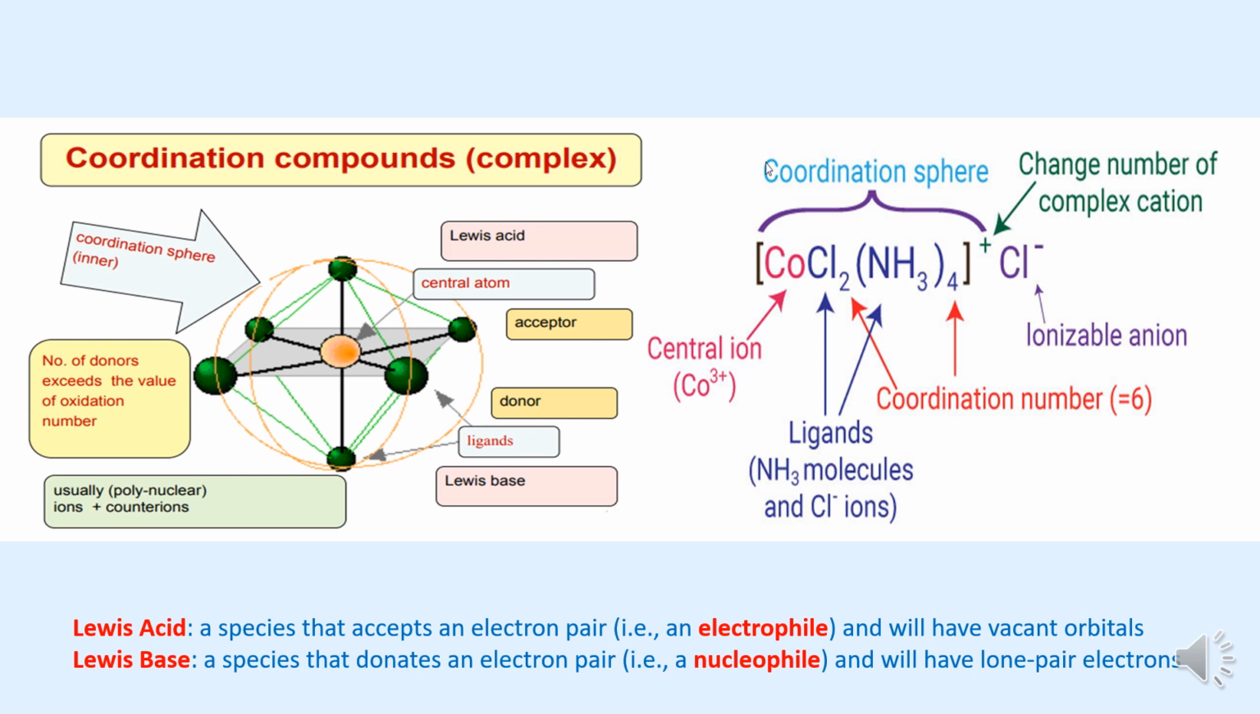Here we have 2 chlorine, each chlorine with -1. That means cobalt must be +3. +3 -2 equals +1. +1 -1 equals 0. Total charge is 0.